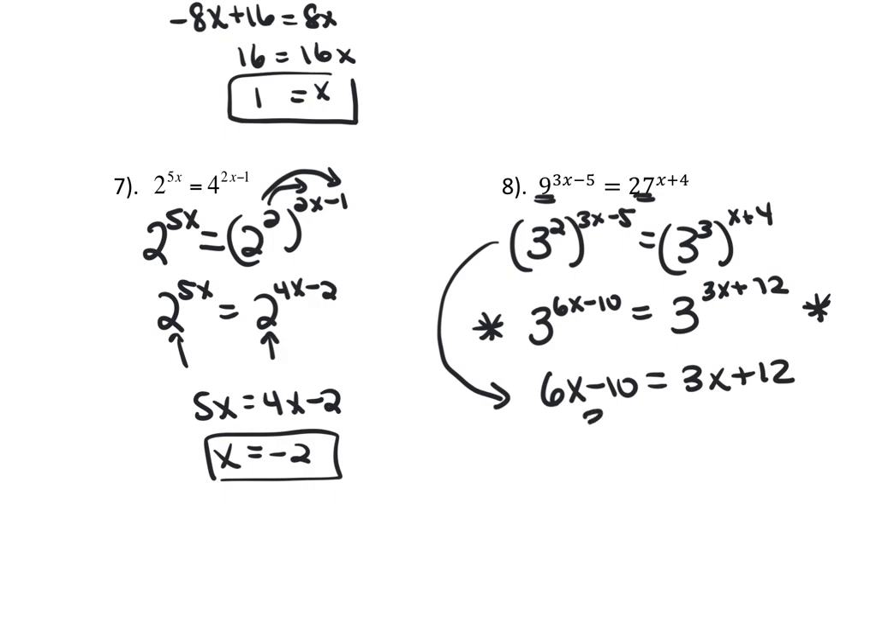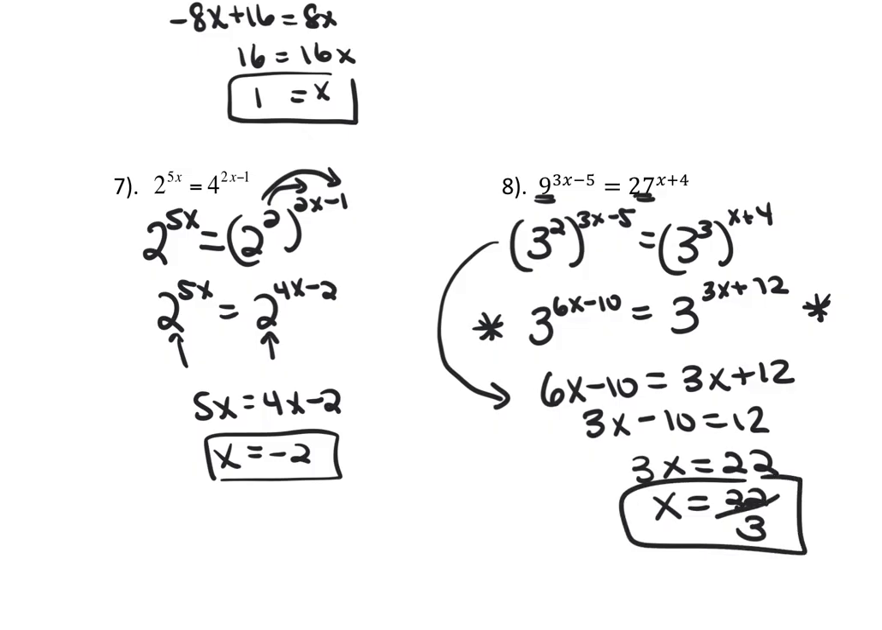Like bases, you can drop your bases and set your exponents equal to each other. Let's subtract 3x to the left, add 10 to the right, and then we can just divide. So our answer will be 22/3. Notice they're not all going to come out to nice clean whole numbers or nice fractions, but they shouldn't be too messy to work with.